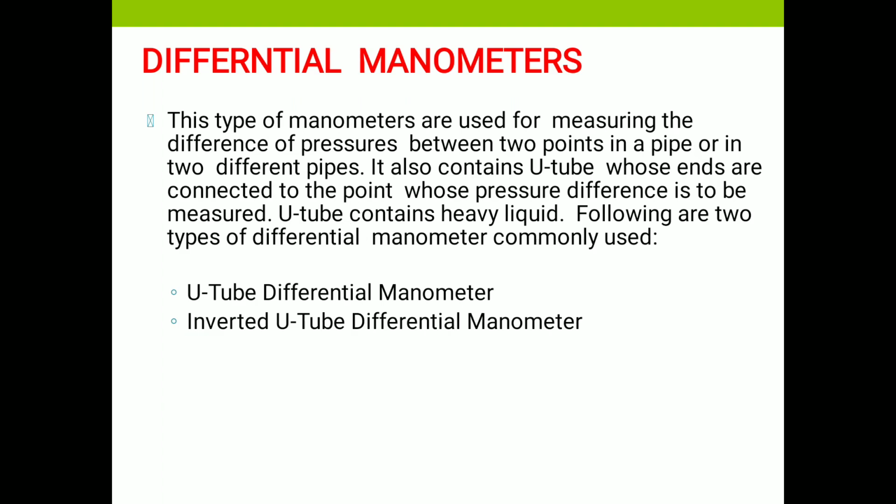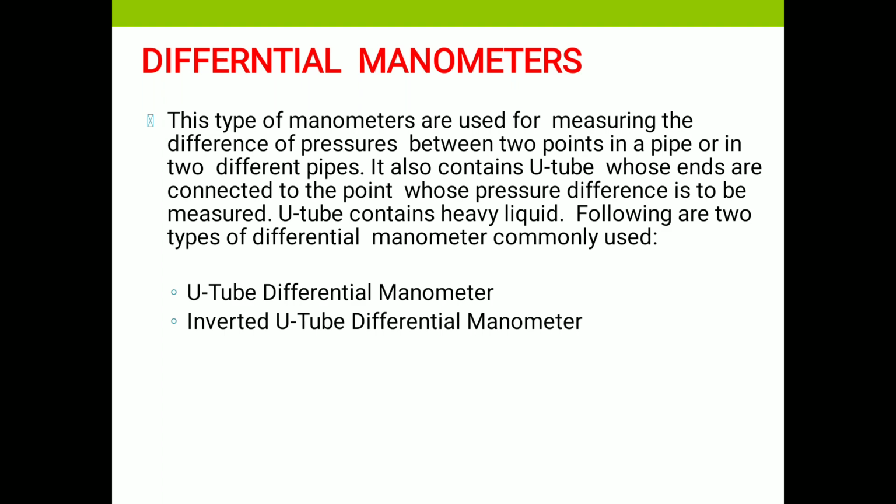Then another manometer is the differential manometer. It is the same type of manometer, used for measuring the difference of pressure between 2 points. It can be used to measure the pressure difference between 2 points in a pipe or in two different pipes. It also contains a U tube whose ends are connected to the points whose pressure difference is to be measured, and another end remains open to the atmosphere.